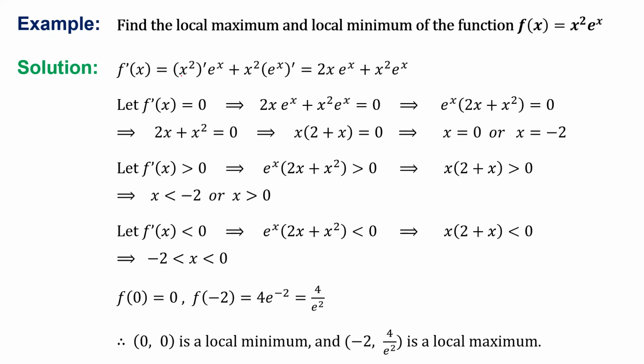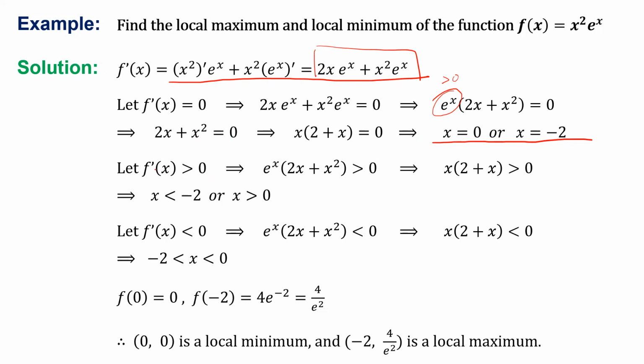Okay, first of all, the first derivative of that function equals 2x times e to the power of x plus x squared times e to the power of x. Then we let the first derivative be 0, then that gives us e to the power of x times 2x plus x squared equals 0, right? We know that e to the power of x is always greater than 0. So that leaves us 2x plus x squared must be 0. So the solution is x is either 0 or x is -2, right?